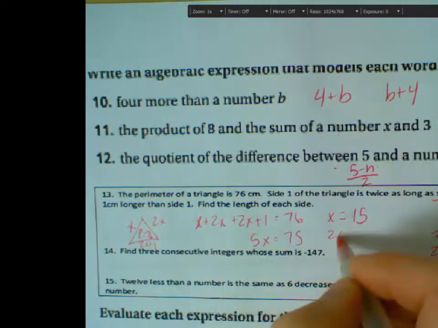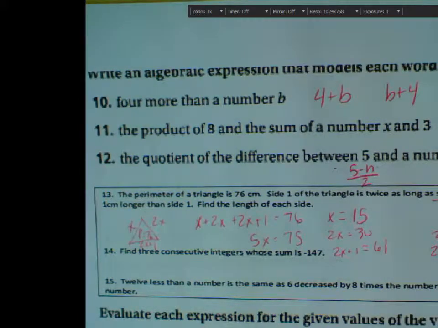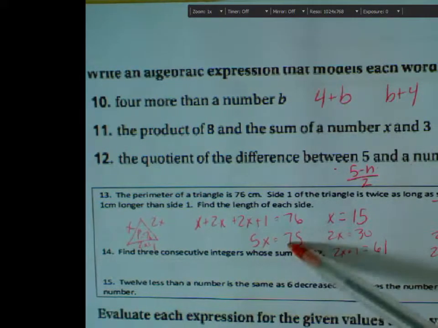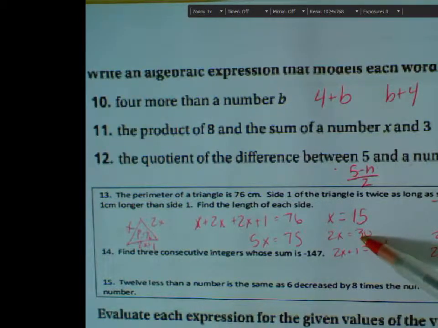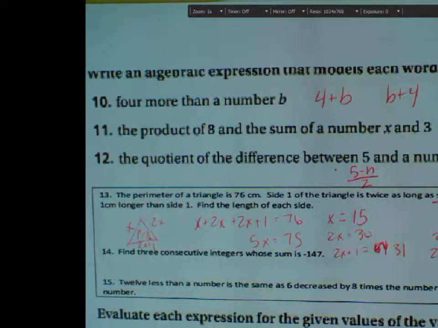X is 15, 2x is 30, 2x plus 1 is 61. And when you add those 3 things together, that's not true. The perimeter is 76. What did I do wrong? Because this doesn't add up to 76. So I know I did something wrong. 5x is 75. Side 3 is 1 longer than side 1. Side 1 is 2x, plus 1. 5x is 75, x is 15, 2x is 30. Oh, one longer, sorry. I doubled this side instead of just saying it's 31. That makes more sense. Okay.